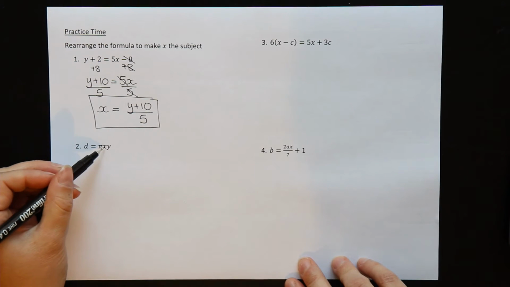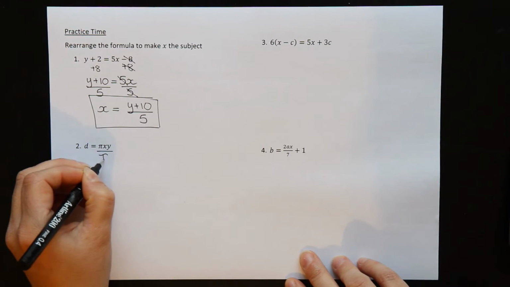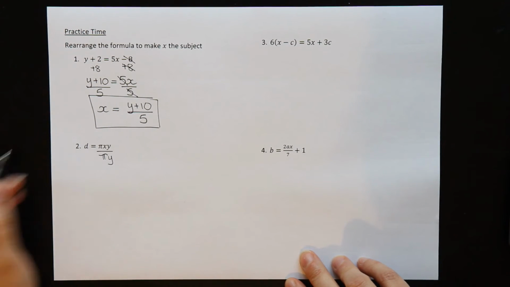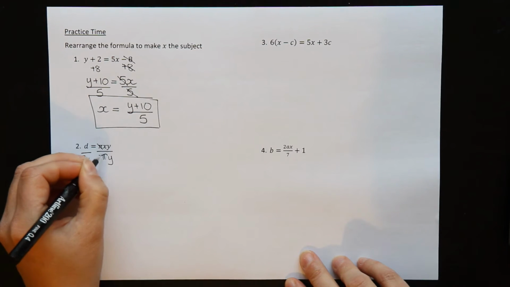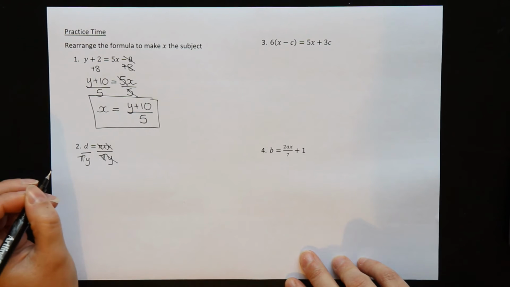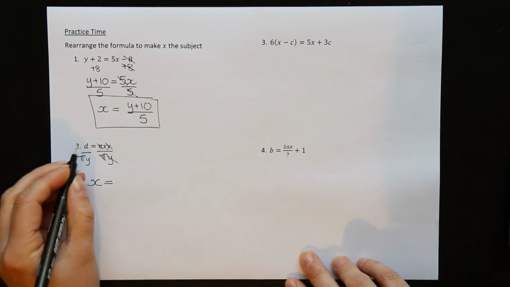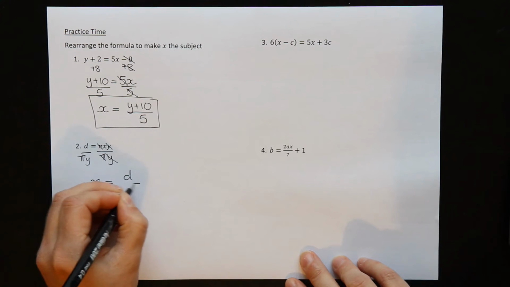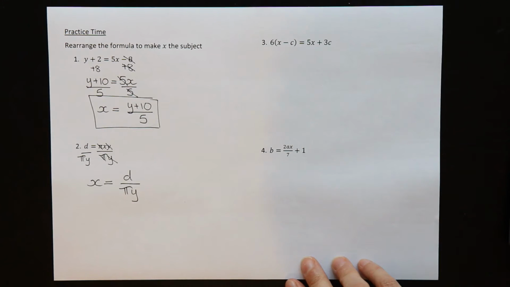Alright, question 2. Let's get x by itself. Now x is multiplied with a pi and a y. You can actually divide by the pi and the y at the same time. So I can divide this side by the pi and the y. That's gone and that's gone. So that's my question done in one step. x is equal to d over pi y. Done.